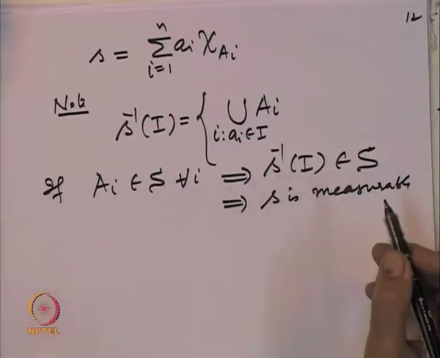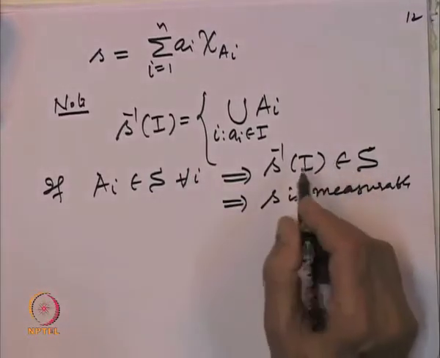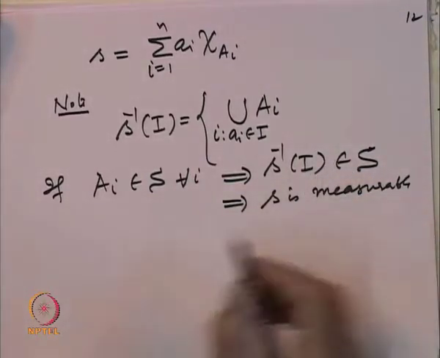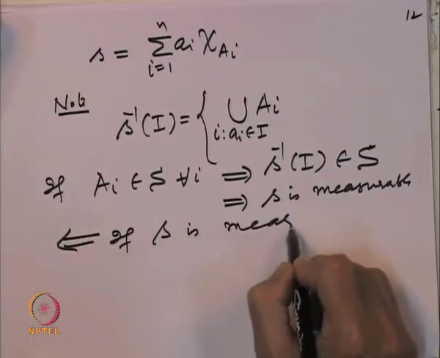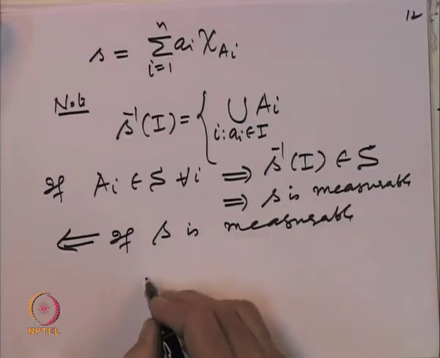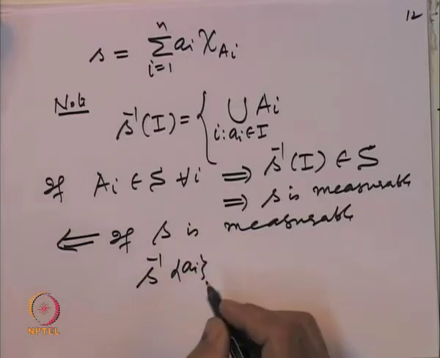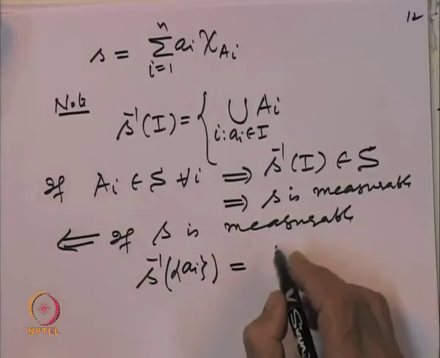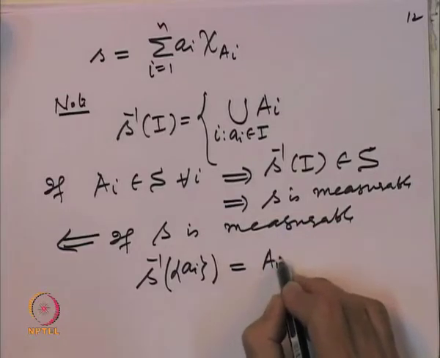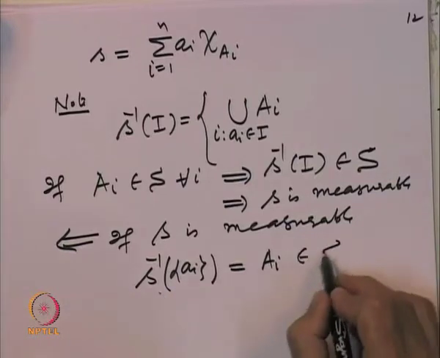because the inverse image of every interval belongs to S, and this interval is in the extended real numbers. So, plus infinity and minus infinity are included in this. So, s is measurable, and conversely, if s is measurable, then look at s inverse of the singleton a_i. That will be equal to A_i, and hence measurability implies this belongs to S.